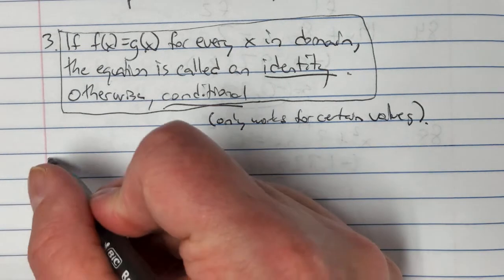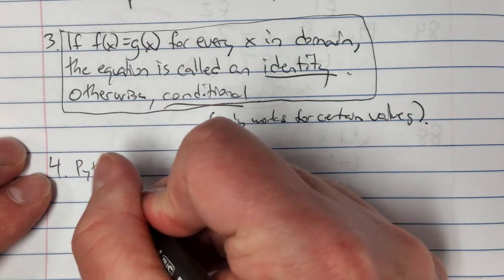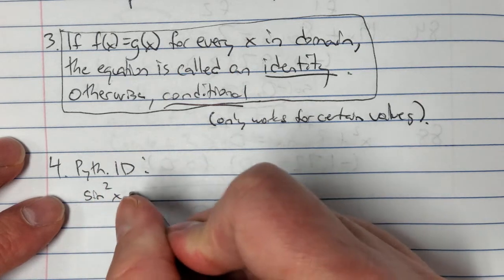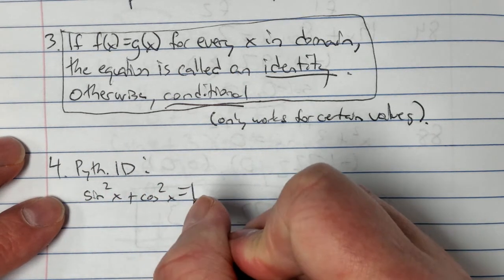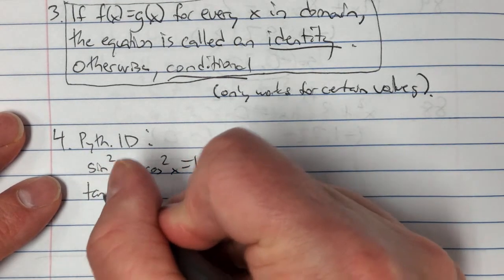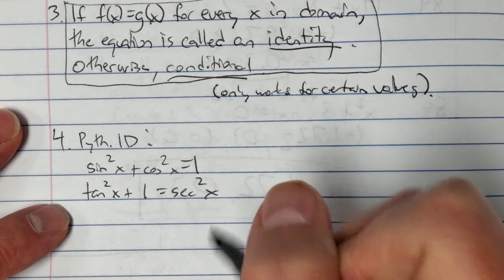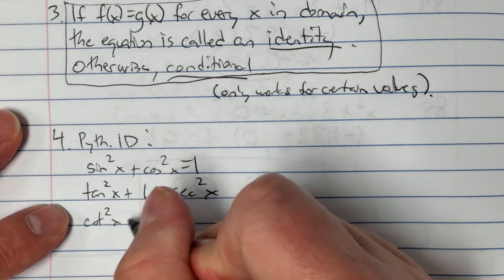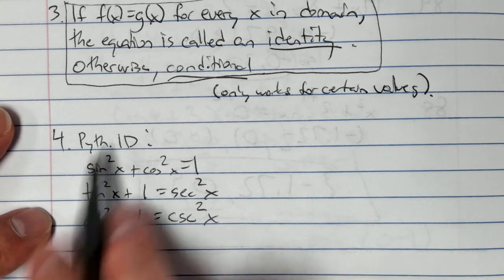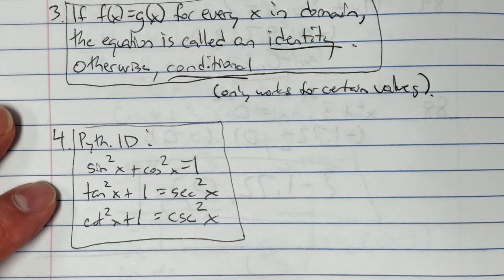Okay, so number 4, we need to write our Pythagorean identities. We have sine squared x plus cosine squared x equal 1. We have tan squared x plus 1 equals secant squared x. And we have cotangent squared x plus 1 equal cosecant squared x. So make sure you write those, because the more you write it, the more you'll get used to using them.